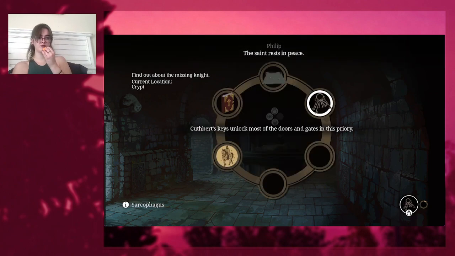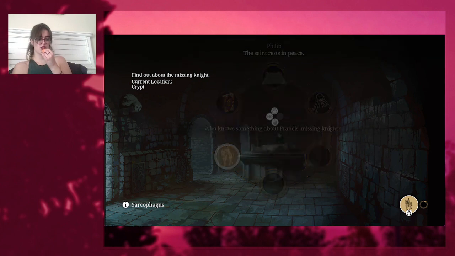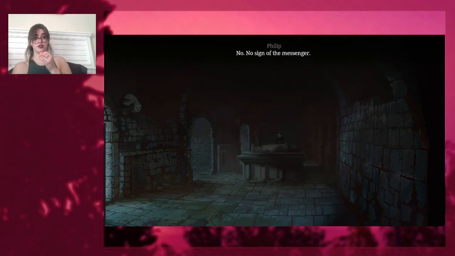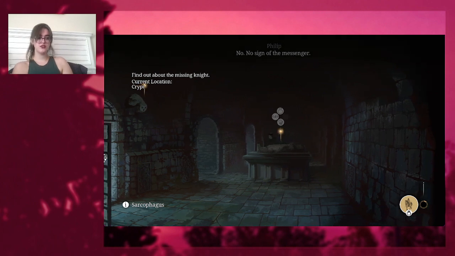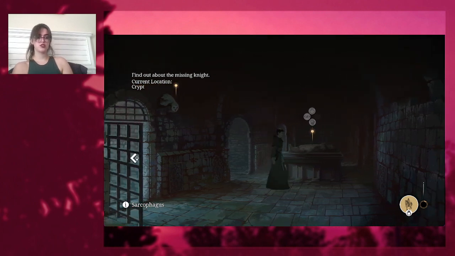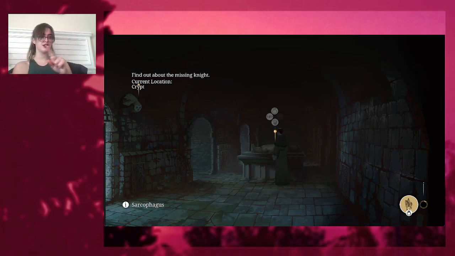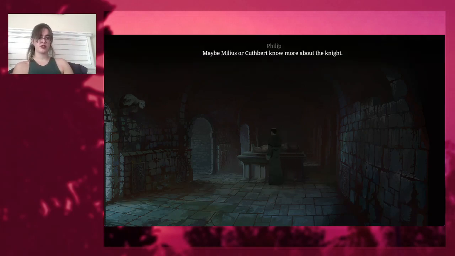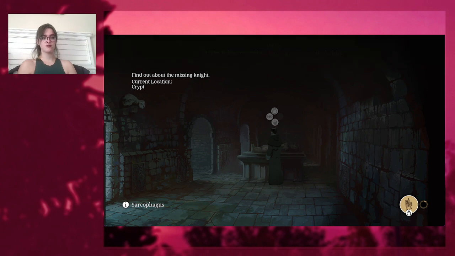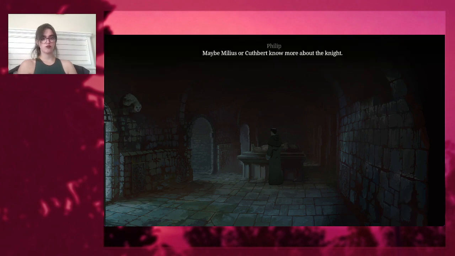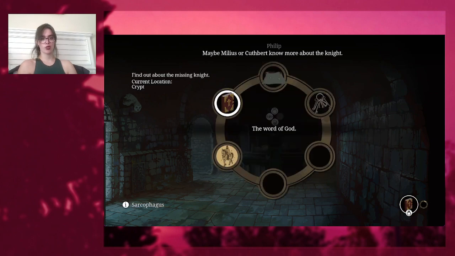I doubt it. No sign of the messenger. Why is it still giving me this? Because as you can see, all the other little yellow markers have gone away, but there's still one. Maybe Milius or Cuthbert know more about the night.